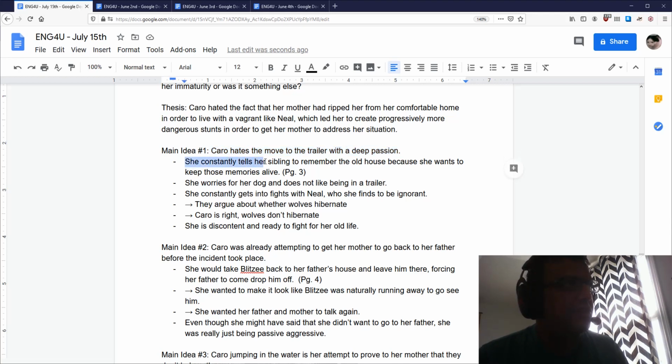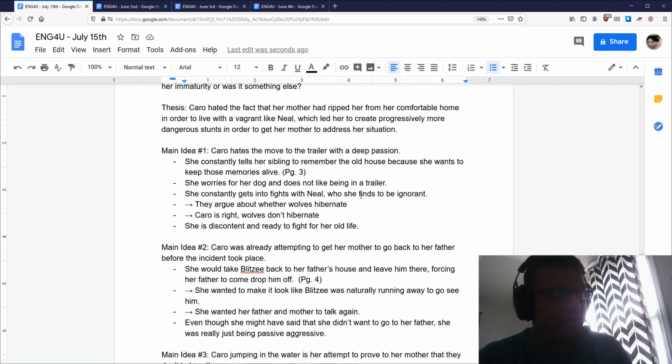And I write here, she constantly tells her sibling to remember the old house because she wants to keep those memories alive. She worries for her dog and does not like being in a trailer. She constantly gets into fights with Neil, who she finds to be ignorant. They argue about whether wolves will hibernate. Carol was right, wolves don't hibernate. She is discontent and ready to fight for her old life.